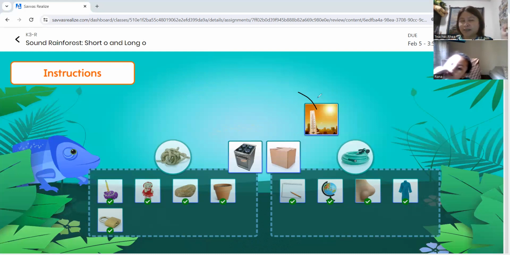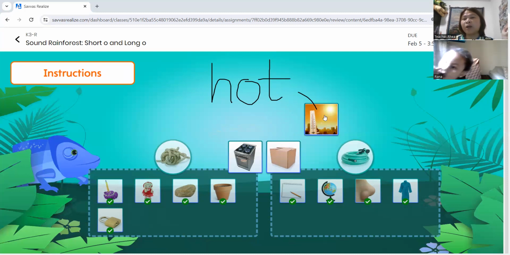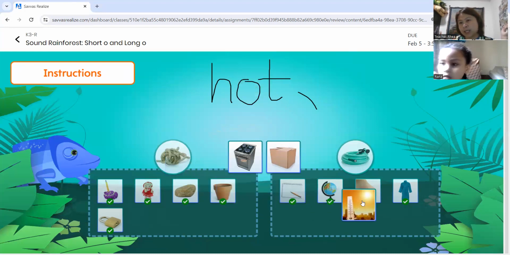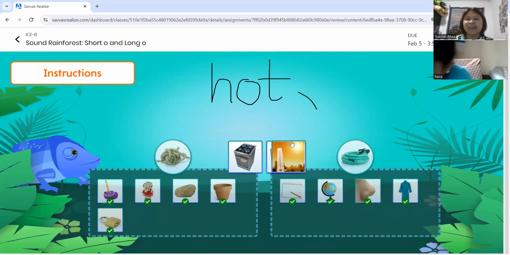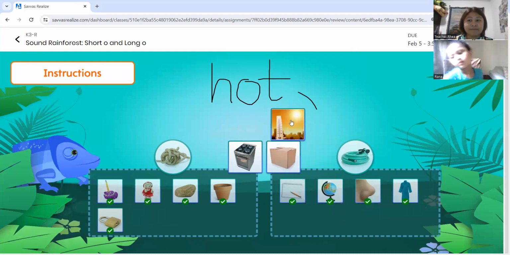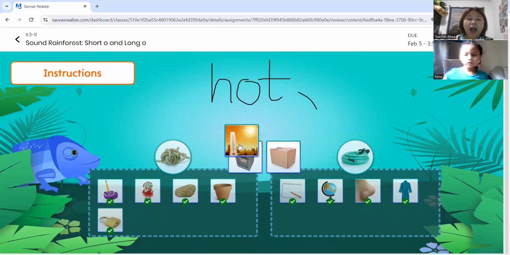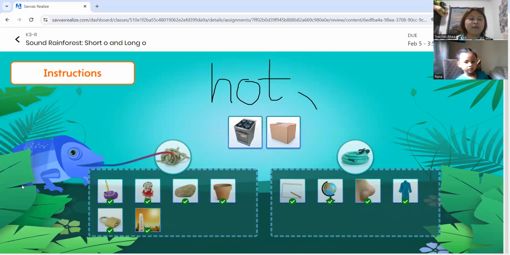How do you spell hot, Rana? H-O-T. Very good. Does it have a short O or a long O? Short O. So where are we going to put hot? Under the knot or under the hose? Where should we put it? Under the knot. Very good.